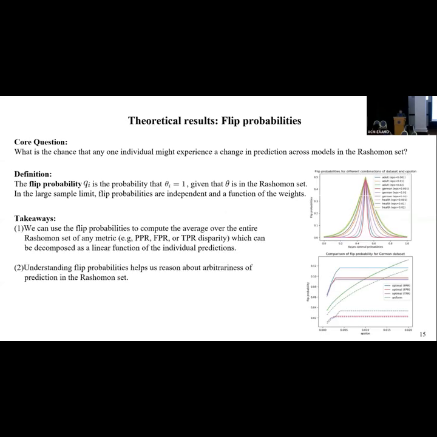One can observe that the flip probabilities depend both on the weights and the epsilon naught from the graphs. Also, the average flip probability across the sensitive groups helps us reason about the arbitrariness of the prediction in the Rashomon set. Here, the bold lines correspond to the protected groups, and the dotted lines correspond to the non-protected groups. And we can see that, for example, random sampling versus optimal search methods leads to models that flip, that basically results in flipping individuals who are more disadvantaged in the optimal case than in random sampling.